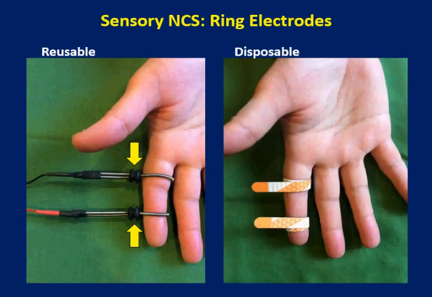Here is an example of disposable ring electrodes. These electrodes also have adhesive and conductive gel. In this example, external leads with alligator clips are used to connect the electrodes to the amplifier.